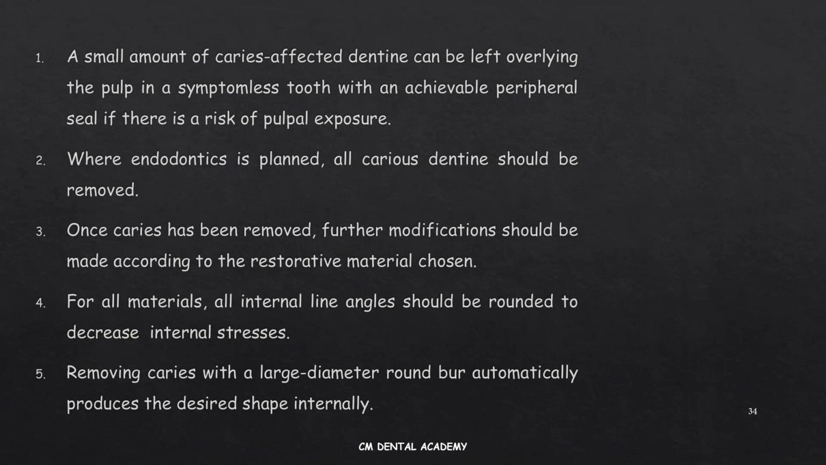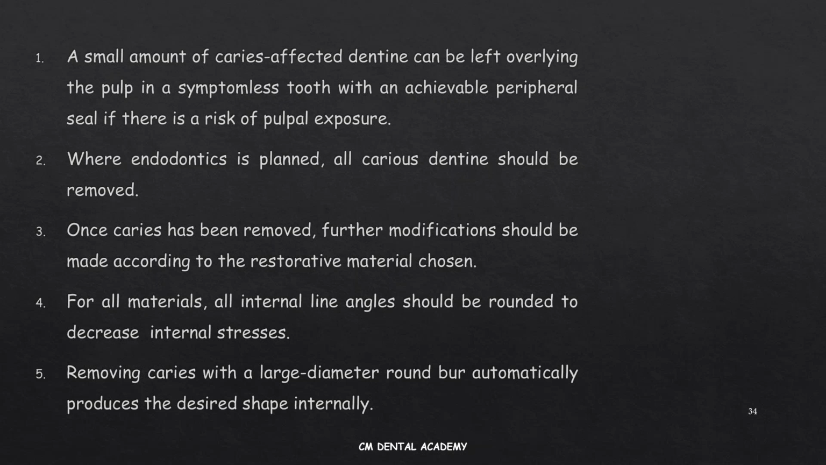A small amount of caries affected dentine can be left overlaying the pulp in a symptomless tooth with an achievable peripheral seal if there is a risk of pulpal exposure. Where endodontics is planned, all carious dentine should be removed. Once caries has been removed, further modifications should be made according to the restorative material. That depends on the material aspects, the properties and the procedures to use them, and what modifications are required during the procedures. I will be dealing with all of that in another session.